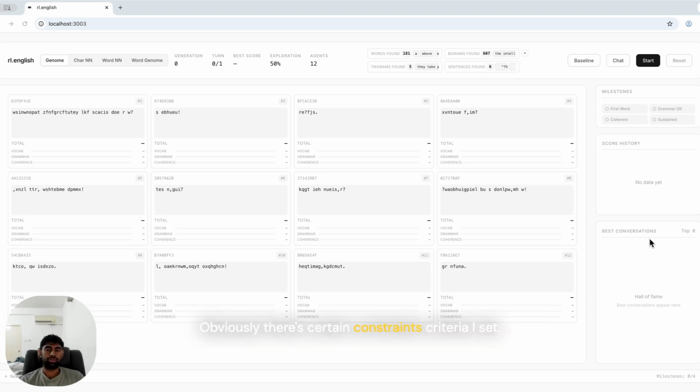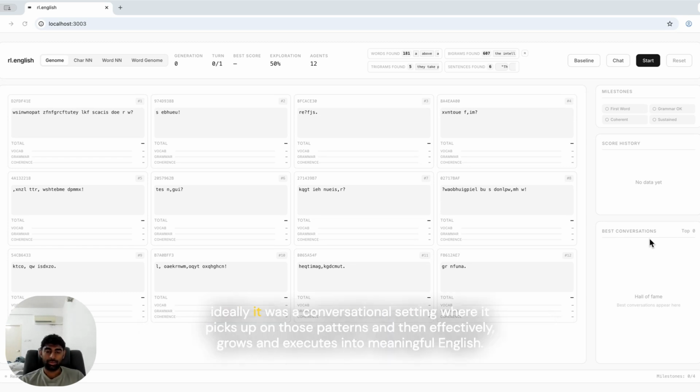Obviously there are certain constraints and criteria I set. It would have to have a back and forth with an OpenAI model, for instance. That way we can actually evaluate that there's something it can learn, that there are patterns it can pick up on. Ideally, it was a conversational setting where it picks up on those patterns and then effectively grows and executes into meaningful English.